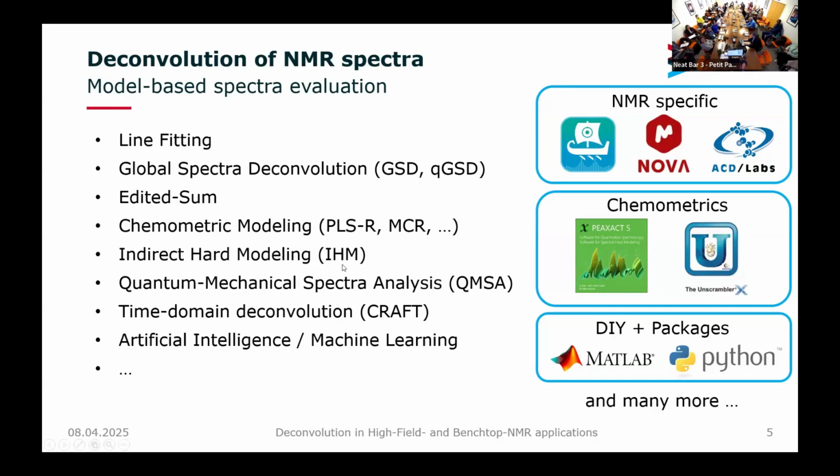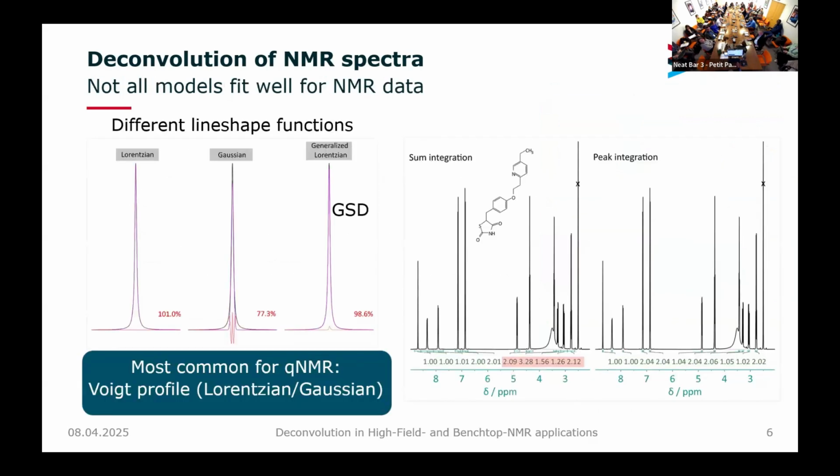And I want to talk briefly about indirect hard modeling, because this is something we are applying a lot on benchtop NMR data in almost, from the first view, impossible situations, and also a little bit on machine learning, but with some limitations on how you can apply that.